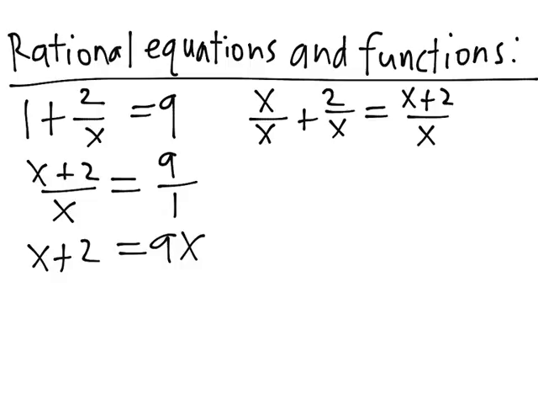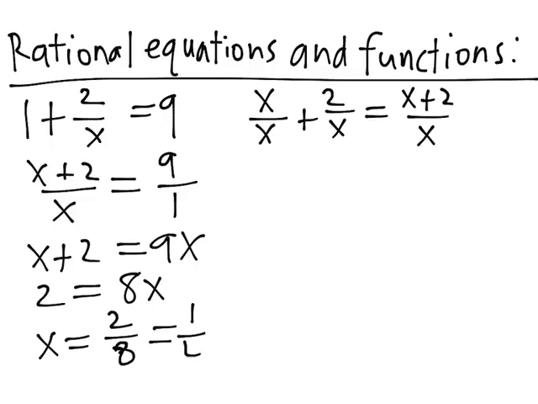Now if we subtract x from both sides, the left one will cancel, leaving us with 2 is equal to 9 minus 1, which is 8 times x. If we divide both sides by 8, we'll get x equals 2 over 8, which is equal to 1/4.